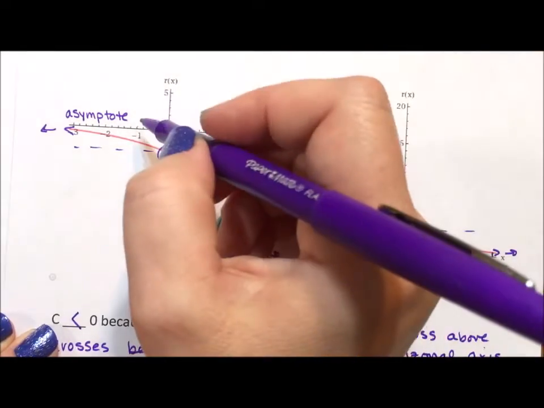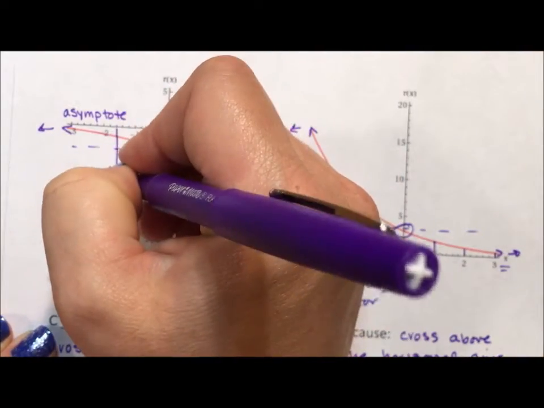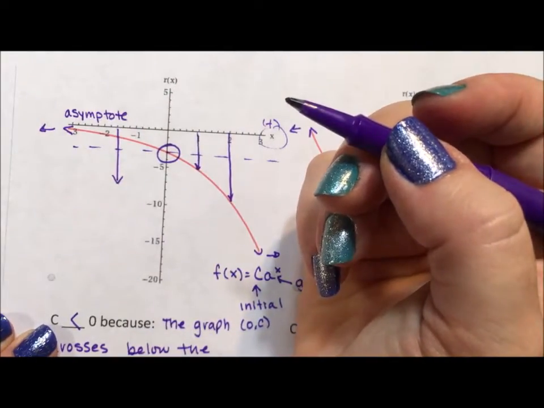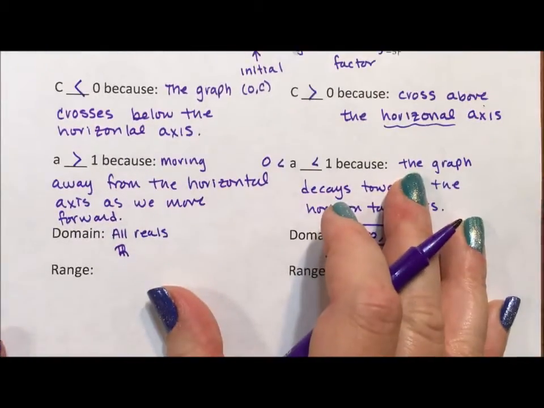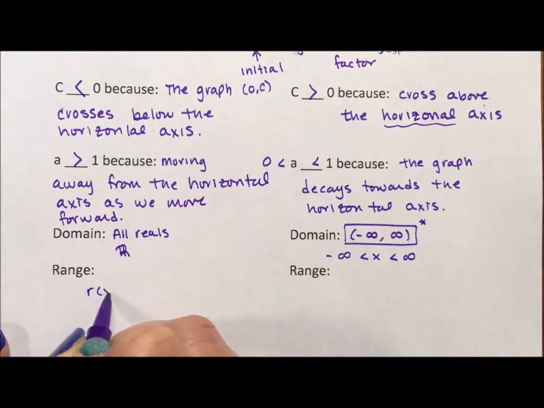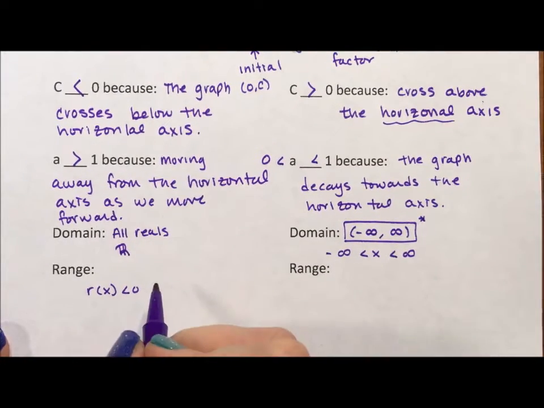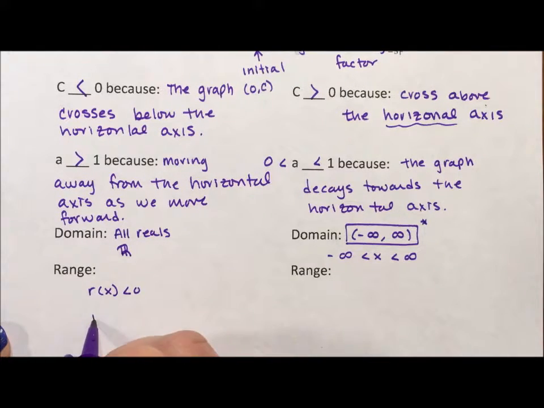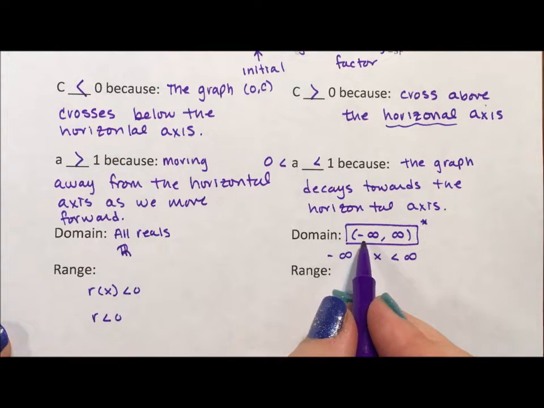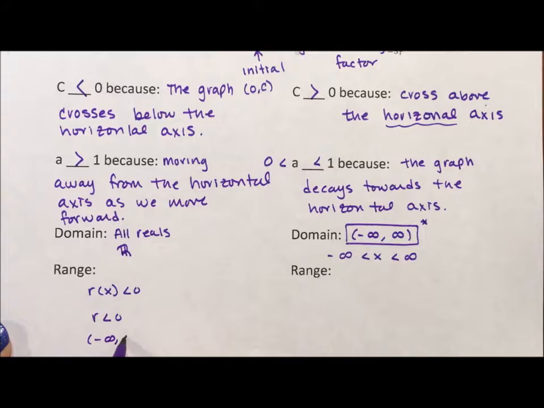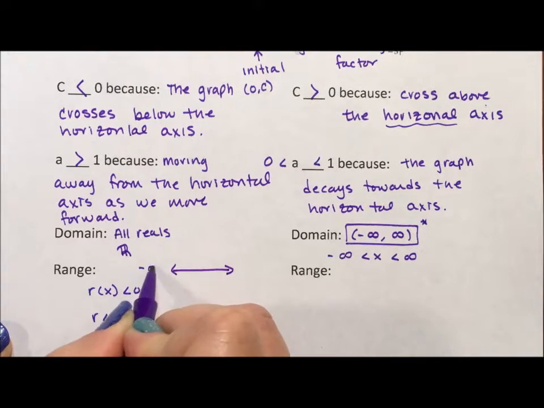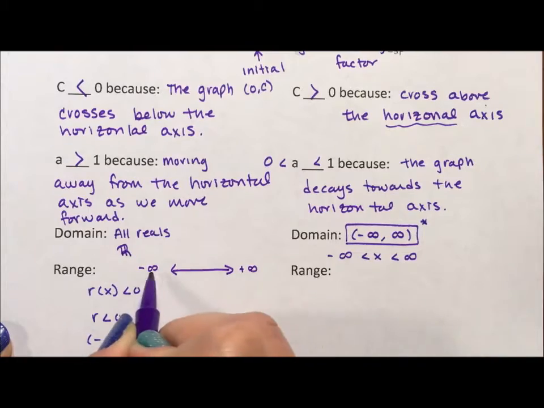Same over here. So for this one, this graph is destined to only be below the x-axis, which means our range is either r of x is less than 0, if you want to do the function notation as it's labeled on the graph, or if we want to do interval notation again, which is the one I like, it's going to be negative infinity to 0. We use parentheses because it's not going to equal 0. That's why we don't have equal signs here. And we put the negative infinity first because interval notation is based on a number line, and on a number line, negative infinity is always on the left.